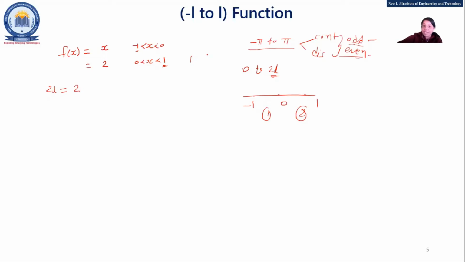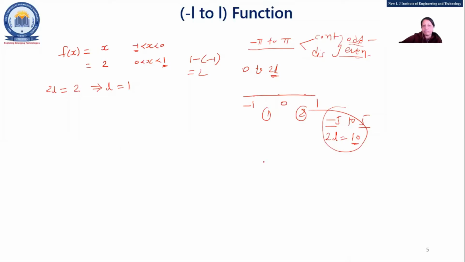1 minus the first starting limit, so you will get 2. Suppose you are having minus 5 to 5, so your 2L becomes 10. Simply this minus this, and you will get your 2L. Clear? Every time you have to do this only. So the simple way is this, remember it that way. So 2L equal to 2, so my L equal to 1.